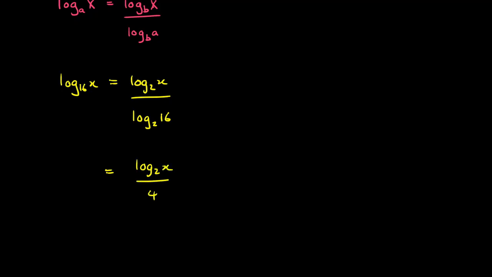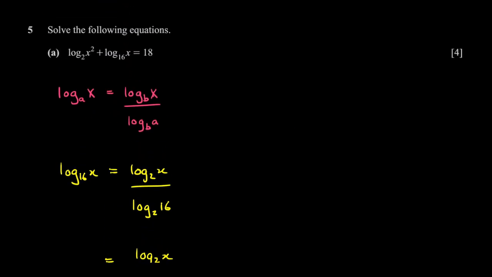Now, why is that? Well, what does the logarithm mean? It means what power do I have to give this base to in order to get 16? Well, what power do I have to give 2 to get 16? It's 4. 2 to the power 4 is equal to 16. So that means that log base 2 of 16 is just equal to 4. Okay, so now that I've done that, I can substitute into our equation. So we are going to get log base 2 of x squared plus a quarter of log base 2 of x, because I've just done the conversion, is equal to 18.